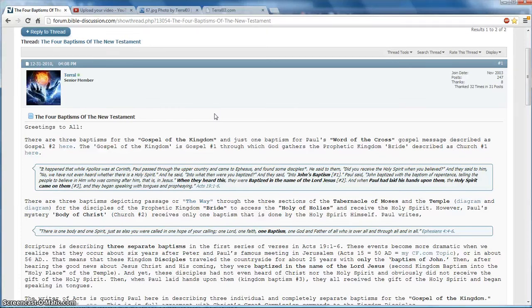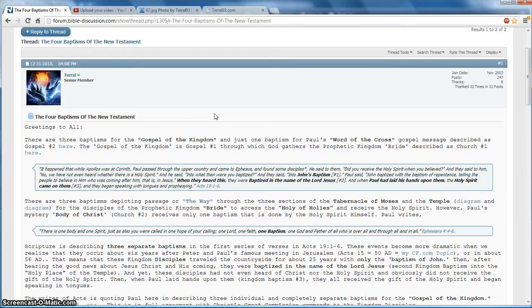Paul said, John baptized with baptism of repentance, telling the people to believe in him who was coming after him, that is in Jesus. When they heard this, they were baptized in the name of the Lord Jesus. See, when they heard this, they were baptized in the name of the Lord Jesus. Why? Because they already had baptism number one. Paul's showing them the way into the Holy of Holies by giving them the second and the third baptisms for the gospel of the kingdom.